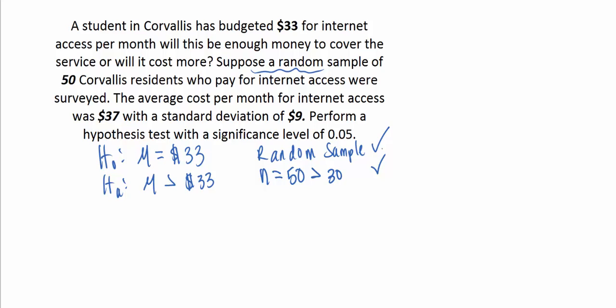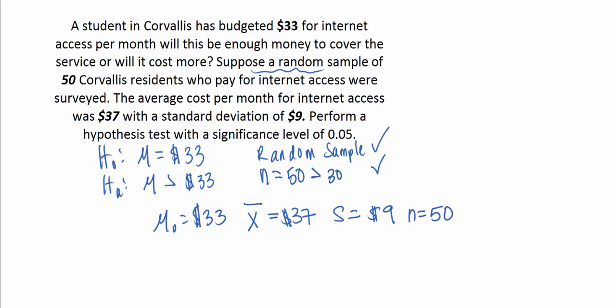The next step is that we should calculate our t-test statistic. This is where we use our calculator, but first let's extract the important information from this problem. Mu naught, our claim, is equal to $33. Our sample mean was equal to $37. Our sample standard deviation, s, was equal to $9. And our sample size is equal to 50. Also, we had a significance level of 0.05. That might come in handy later.